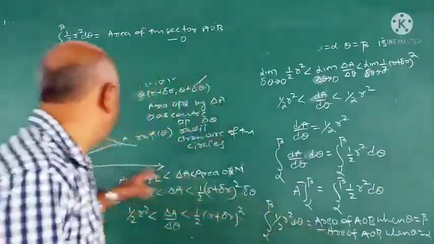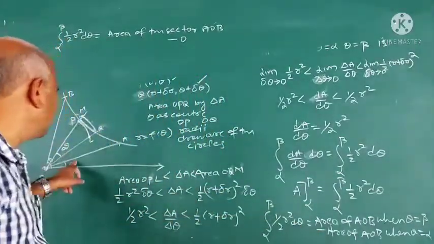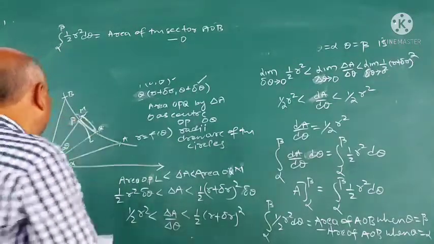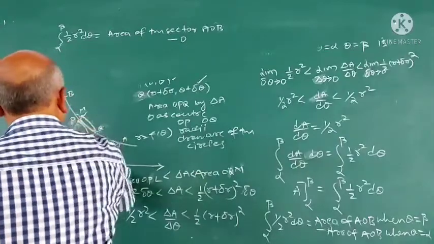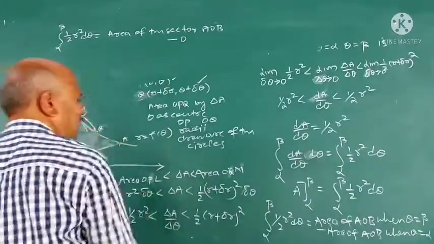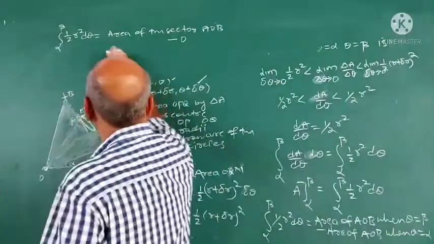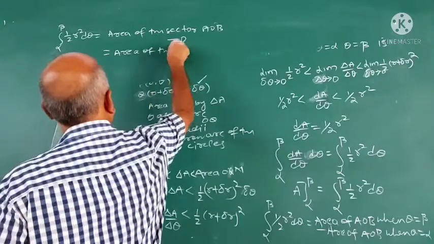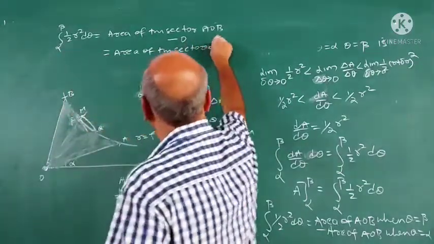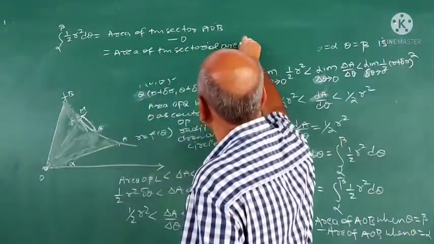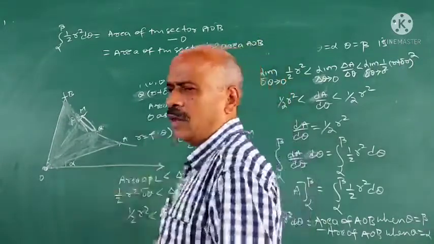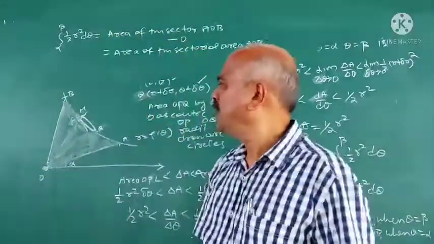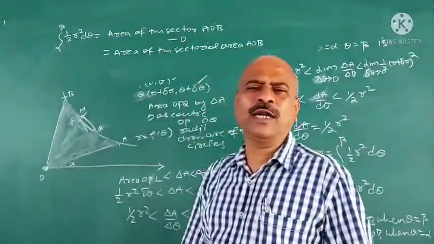Because area AOB when theta is equal to alpha means 0 you get. Area AOB when theta is equal to beta means you will get the complete area. So this area is the area of the sector, the sectorial area AOB. So what is the formula? Area of the sectorial AOB is alpha to beta half r square d theta.